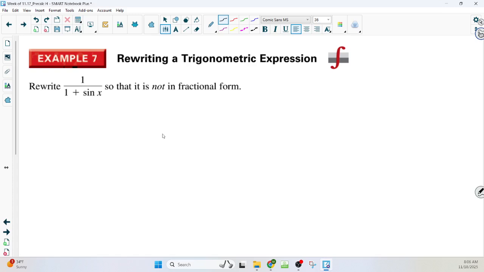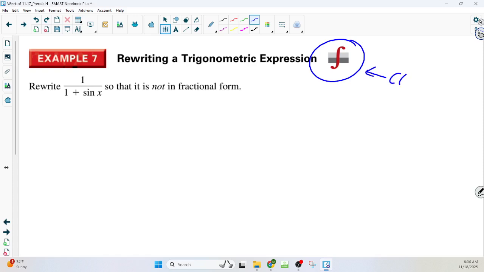This is really not too bad, because all this is asking you is to rewrite this so it's not in fractional form. Whenever you see this in the book, this is a calculus symbol. I'm almost always going to do these problems because this is a skill you'll need in calculus specifically. I wouldn't be doing myself any favors, because I'm teaching AP Calculus now, if I didn't get you to solve this. They're having trouble solving trig equations in calculus now. And I was like, well, we did do it last year. So let's look at this.